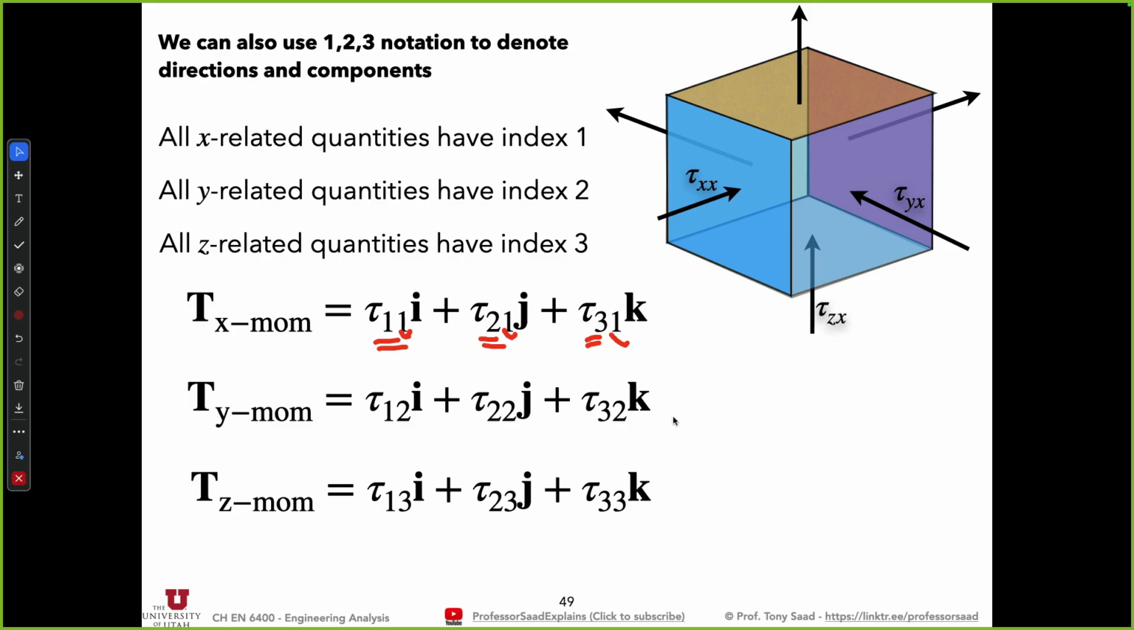Repetition is going to make you perfect with this. All right? For each component of momentum, there's a diffusive flux vector. So T_x,mom is the diffusive flux for x momentum. T_y,mom is the diffusive flux of y momentum. T_z,mom is the diffusive flux of z momentum.